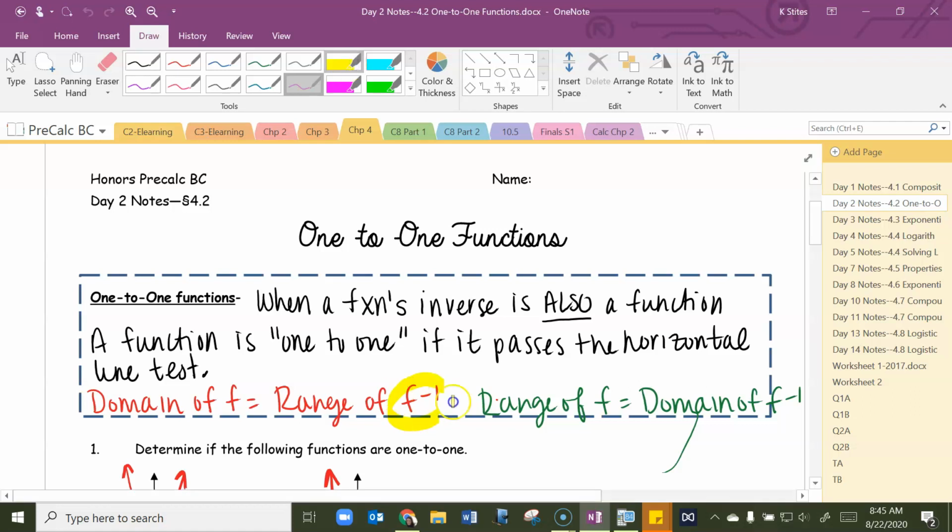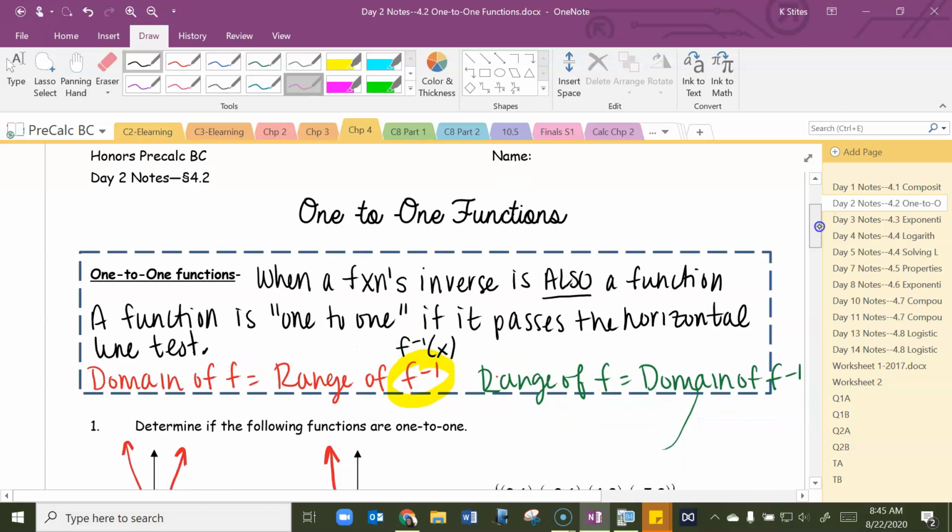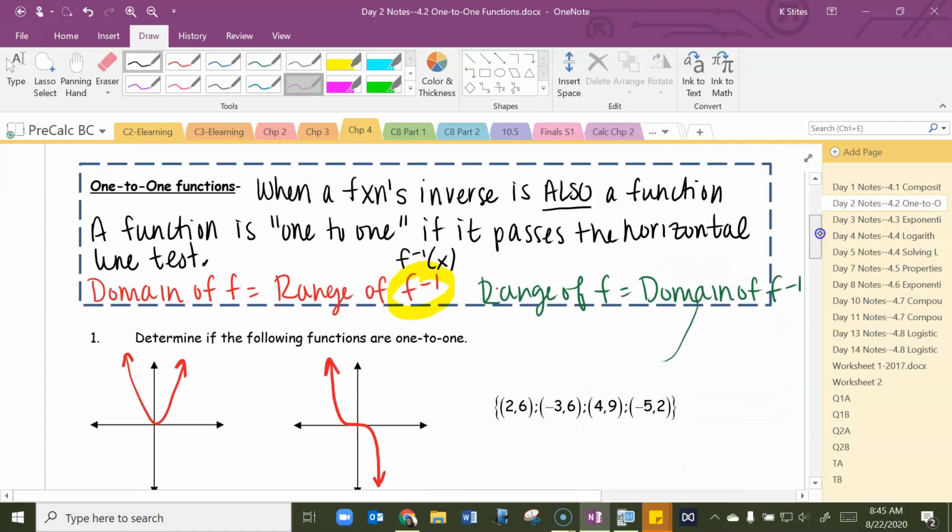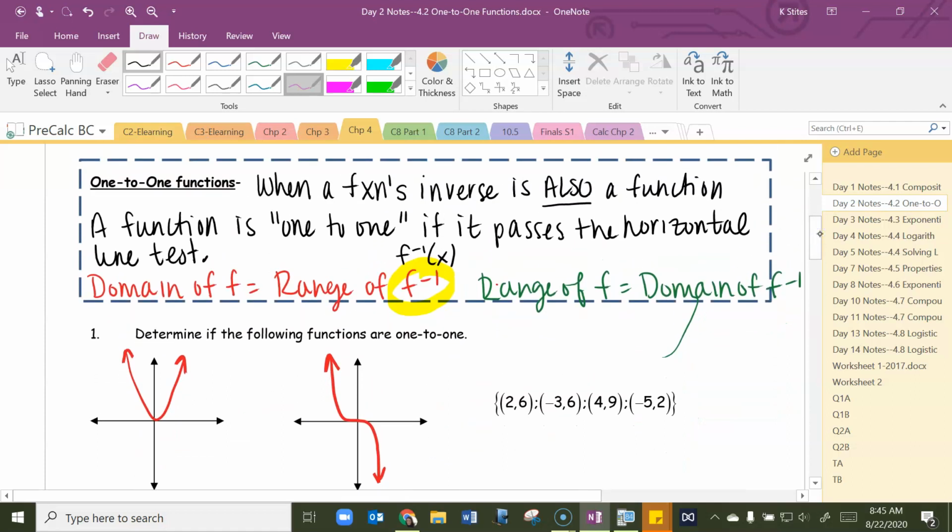This is our notation for f inverse. And the range of f is always the domain of f inverse. We can also write this as f inverse of x, but we'll still call that f inverse. All right, so let's determine if the following functions are one-to-one.